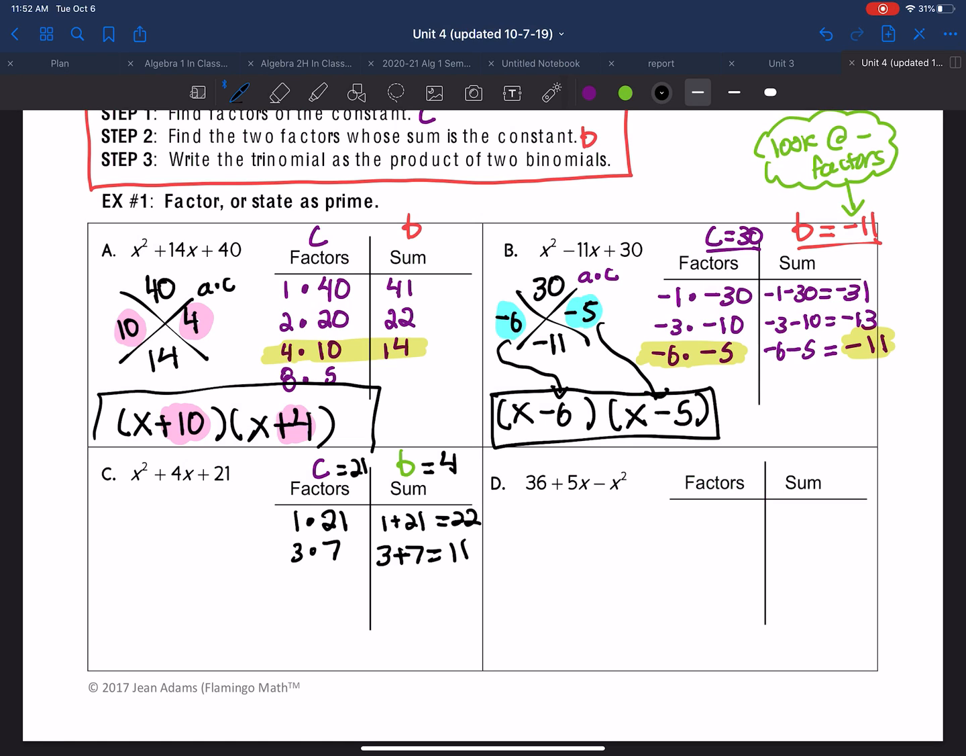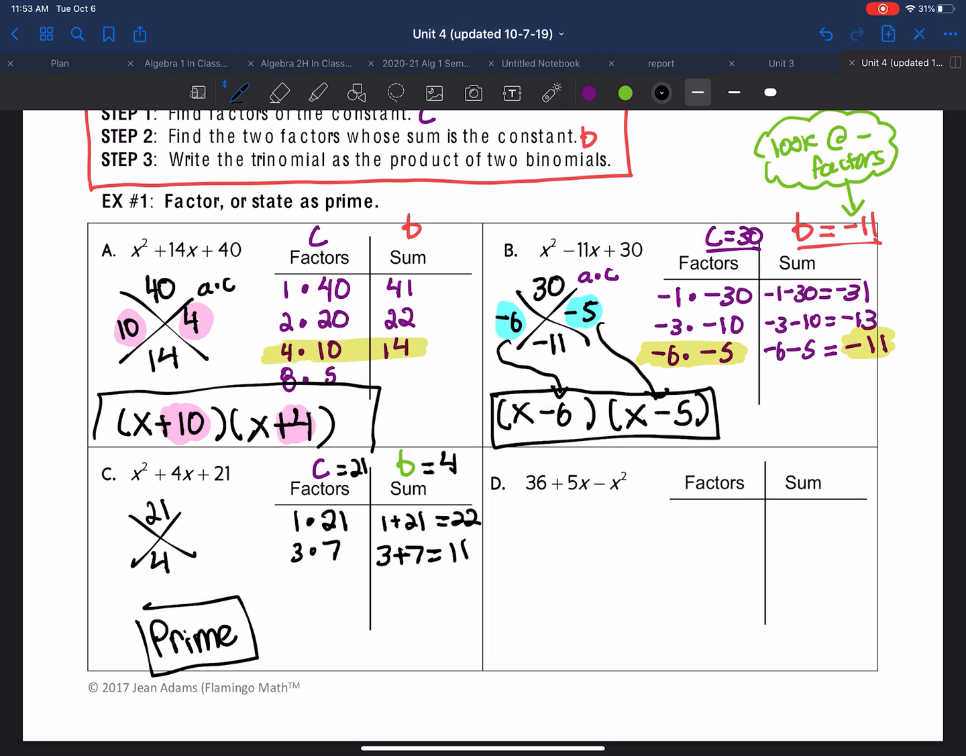So, you guys, if we come to a situation like this where you're like, oh my gosh, I'm trying to figure this out. Factors of 21 that add up to 4. Okay, I don't know what I'm doing. If you can't find any factors, what that means is your expression is prime. It cannot be factored, okay?